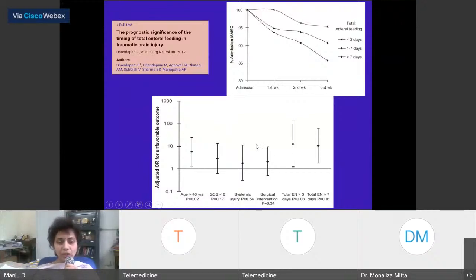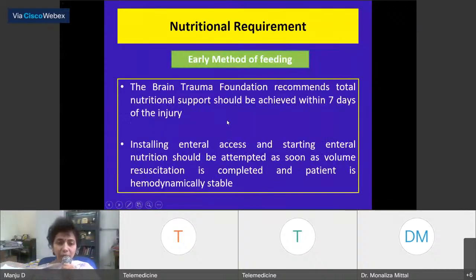This is a finding which shows that the patients who had attained early total enteral feeding within 3 days had less depletion in the mid-arm muscle circumference, which is an important nutritional indicator, as compared to patients who were fed completely after 7 days. And you can also see that they had an independent impact on the mortality, the unfavorable outcome of the patients. So the Brain Trauma Foundation also recommends that total nutrition support should be achieved within 7 days of the injury.